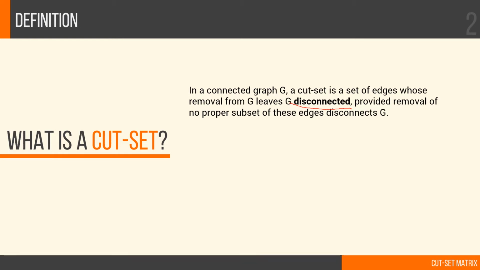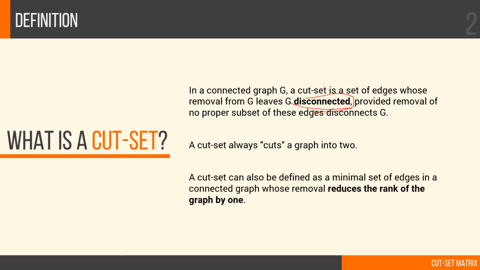Let's divide this definition into two parts. The first part will be up till disconnected, and the second part will be the removal of the proper subset. The first part means we are taking a connected graph and cutting it and making it disconnected. So a cut set always cuts a graph into two. Basically you're disconnecting the graph. The second part I'll explain in the next slide when I give you some examples.